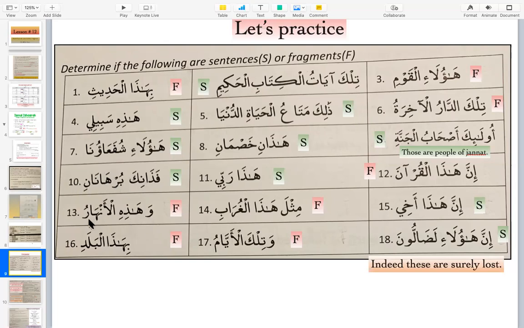Then we have hazihil anharu. Again, our hazihi. Why is hazihi used? Because anharu is our broken plural. So that's why hazihi came. And after hazihi, there is al. So that means this is our fragment. And how am I going to translate, these rivers. Hazihil anharu, these rivers. Then we have bihazal baladi. So after haza, I see al over here. So this is my fragment. And balad means city. So in this city, bihazal baladi, in this city.